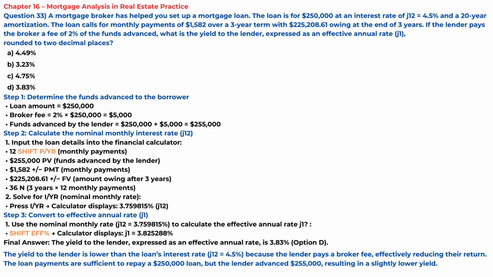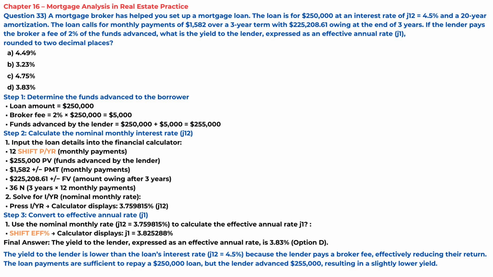1. Input the loan details into the financial calculator. 12, Shift PYR, monthly payments. 255,000 PV, funds advanced by the lender. 1,582 plus and minus sign PMT, monthly payments. 225,208.61 plus and minus sign FV, amount owing after 3 years. 36 N, 3 years times 12 monthly payments.